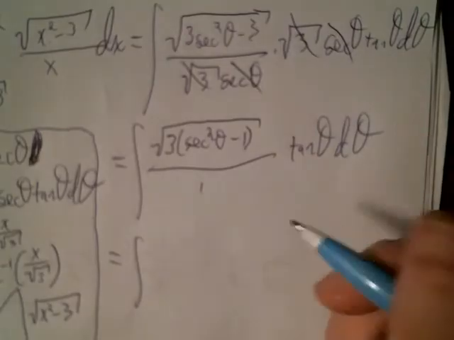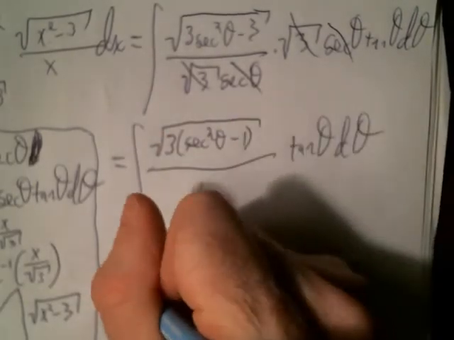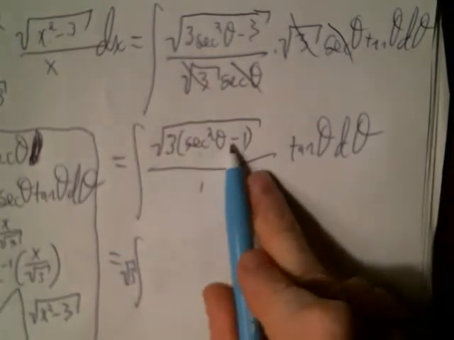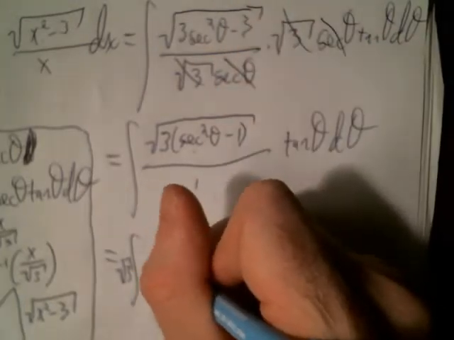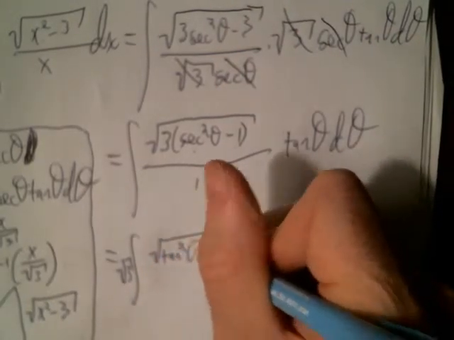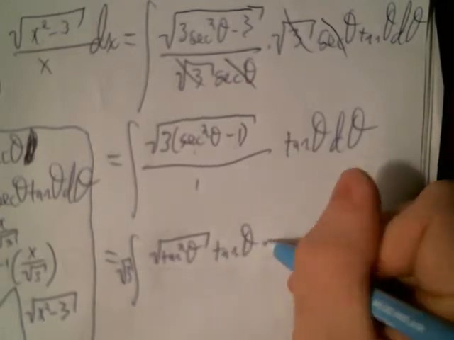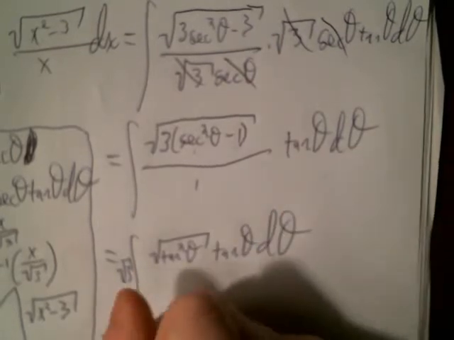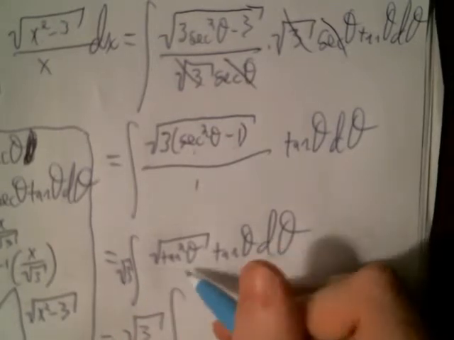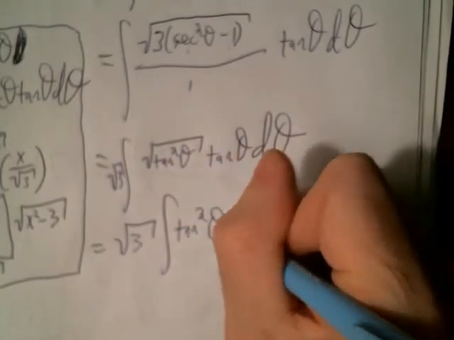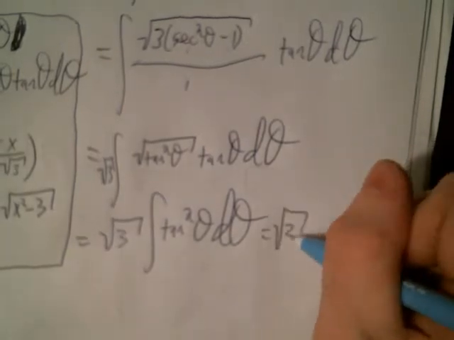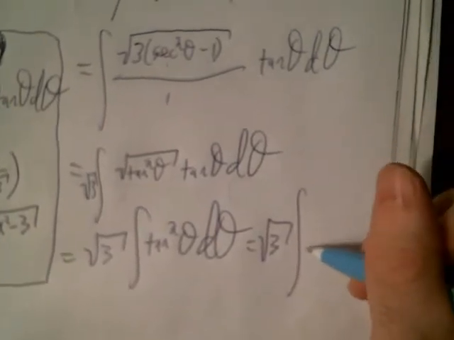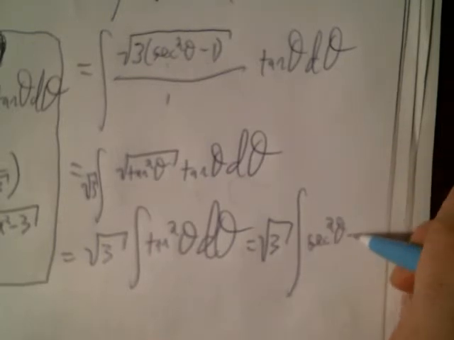This will be the integral. There's a root 3 there, so I can pull that out of the integral altogether. And then secant squared minus 1 is tan squared. So this will just be the square root of tan squared theta times tan theta d theta. That'll be root 3 times the integral, the square root of tan squared is tan. Tan times tan is tan squared theta d theta. And then to deal with those, you just convert using the Pythagorean identity. Tan squared is secant squared minus 1.